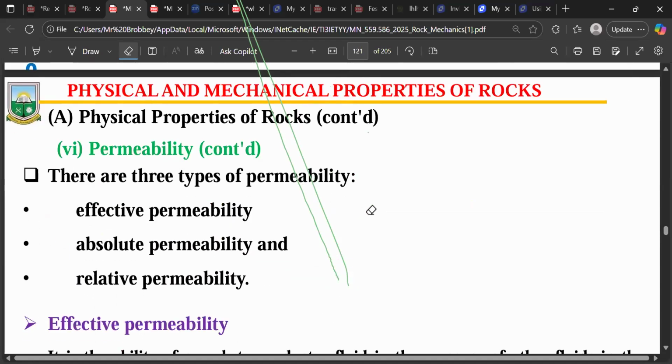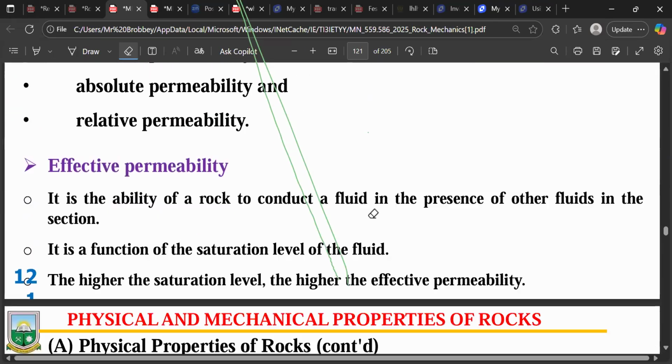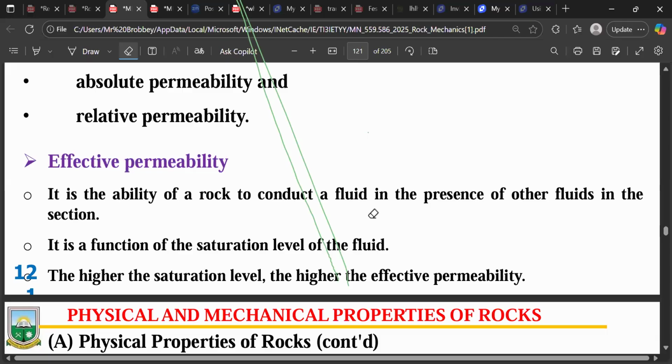There are three types of permeability: effective permeability, absolute permeability, and relative permeability. Effective permeability is the ability of the rock to conduct a fluid in the presence of other fluids in the section. It functions at the saturation level of the fluid, so the higher the saturation level, the higher the effective permeability.